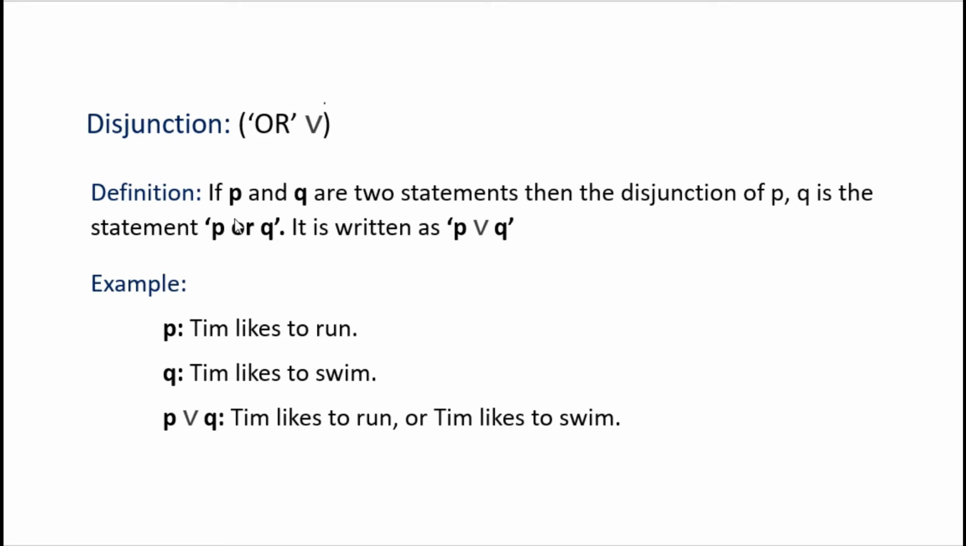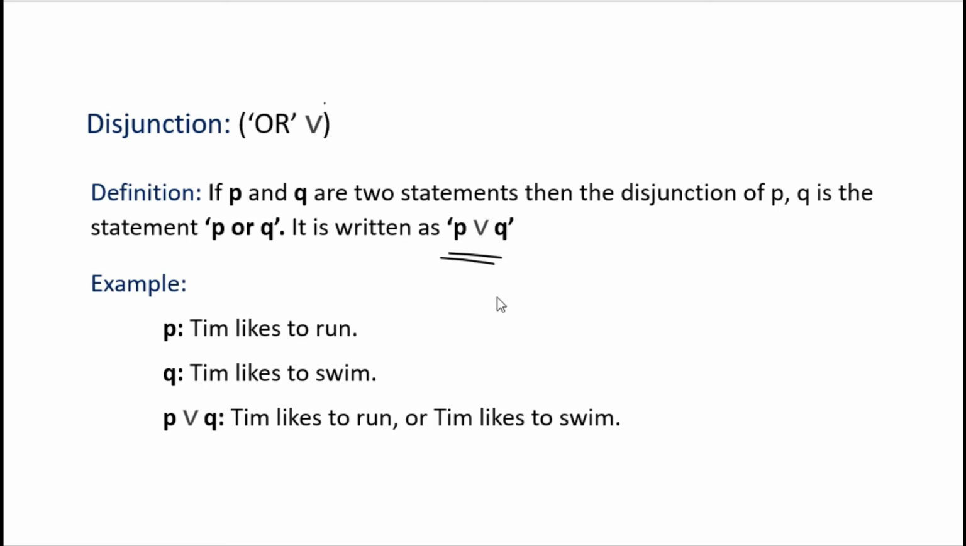So the definition is, if P and Q are two statements, then the disjunction of P and Q is the statement P or Q. As you can see here, the statements P and Q are joined together by using the connecting word OR. And this statement is written symbolically as P V Q. So this symbol V refers to OR.